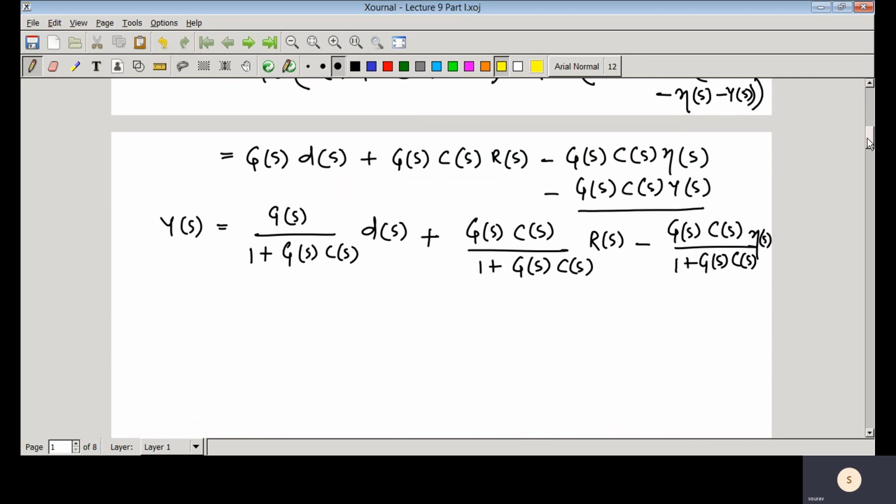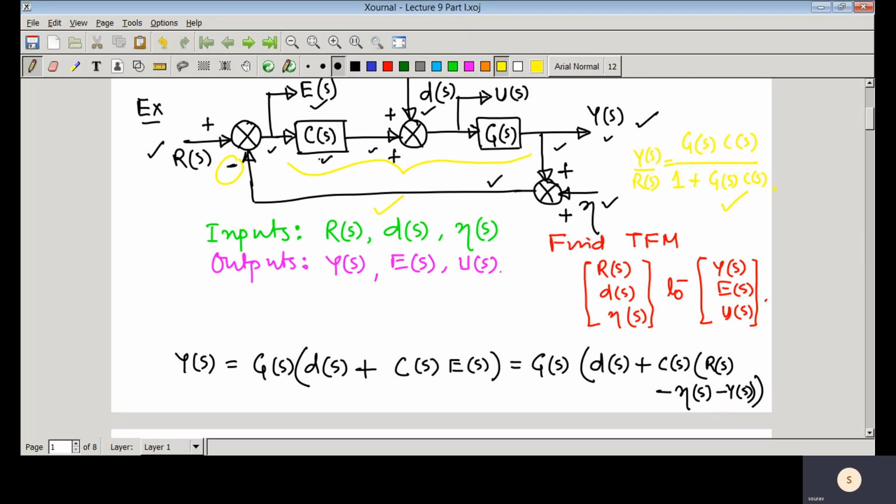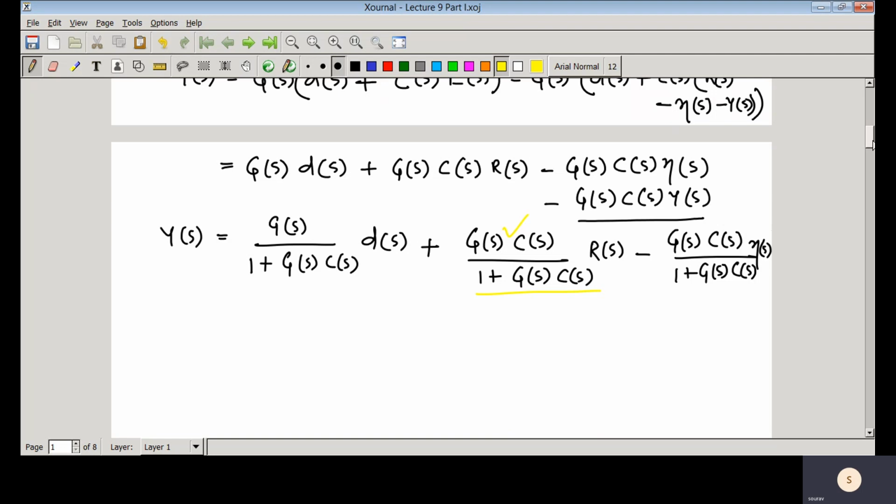So here the first term that you obtain is Ys by Rs equal to GsCs divided by 1 plus GsCs, that you can see directly just by inspecting the block diagram. Now let us see what the other transfer functions are. That means, what is Us?